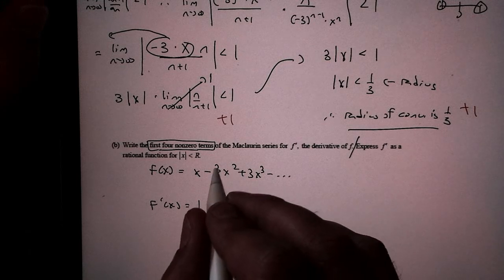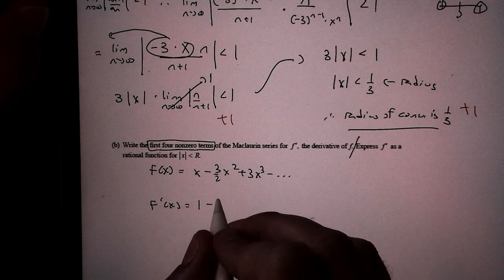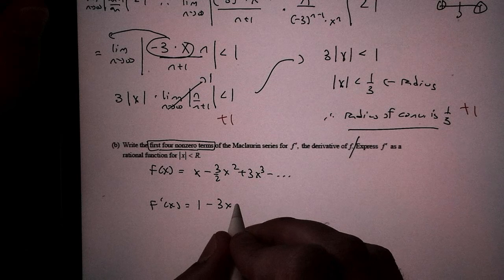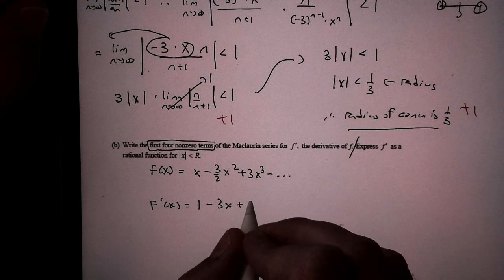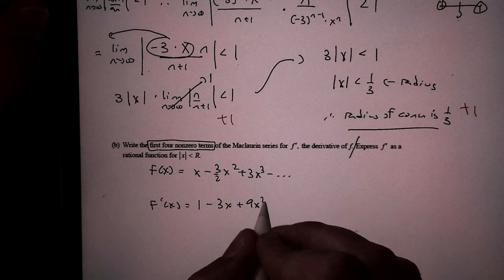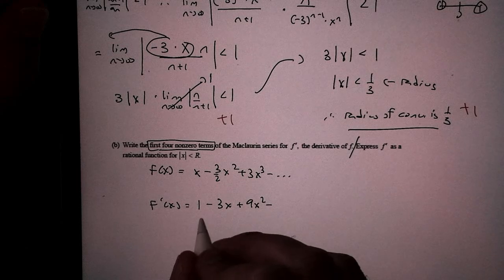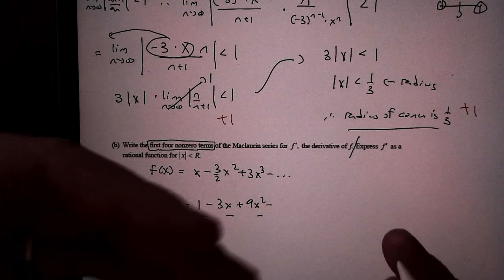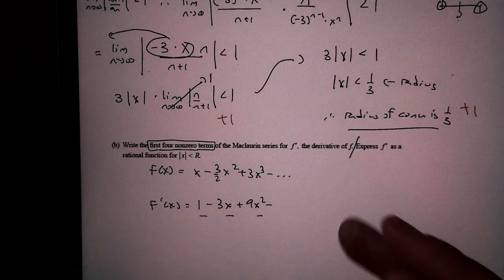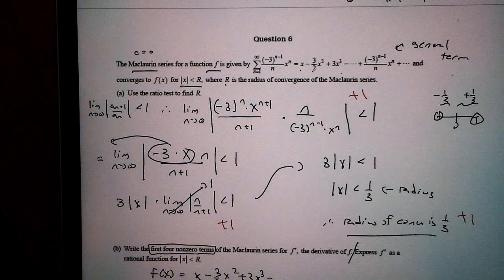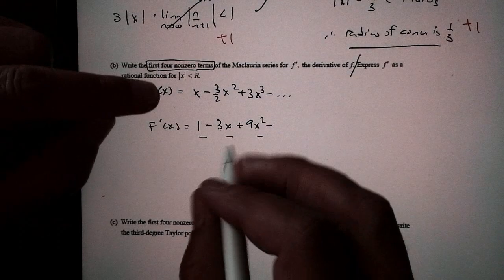So we get minus, bringing down the 2. The 2's cancel, and we get 3x plus, this becomes 9x squared. Minus, now we only got the first 3 terms, so we have to get the next term here. I have an option. One, I could just take the derivative of this, or I can just take a look here.